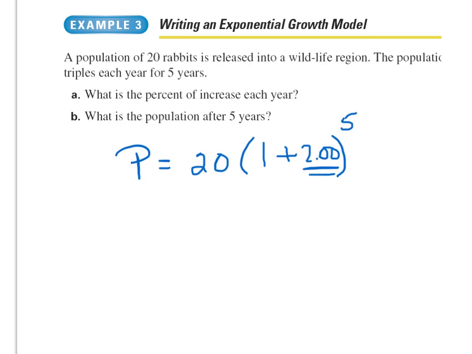The growth factor is a 3. You're tripling. So just be careful, that 1 that's always in that formula still has to be in the formula if you're looking for the percent increase. It's the extra 200 that's the percent increase. So do this one and get the population after 5 years. Remember to hit pause when you need to work out a problem.